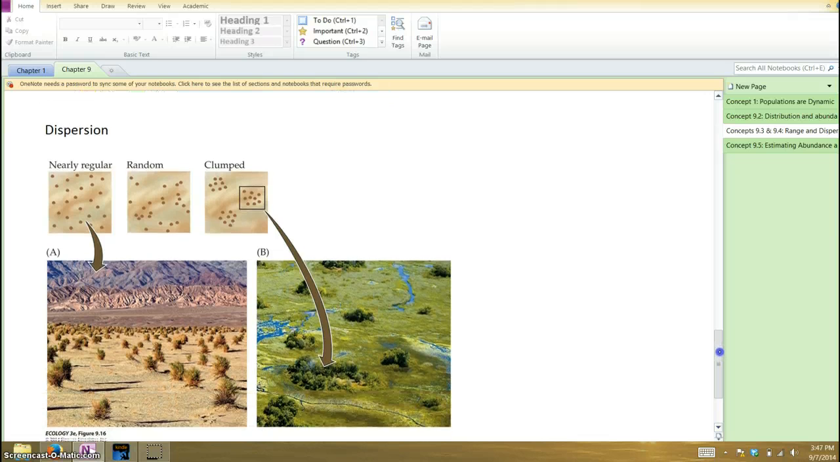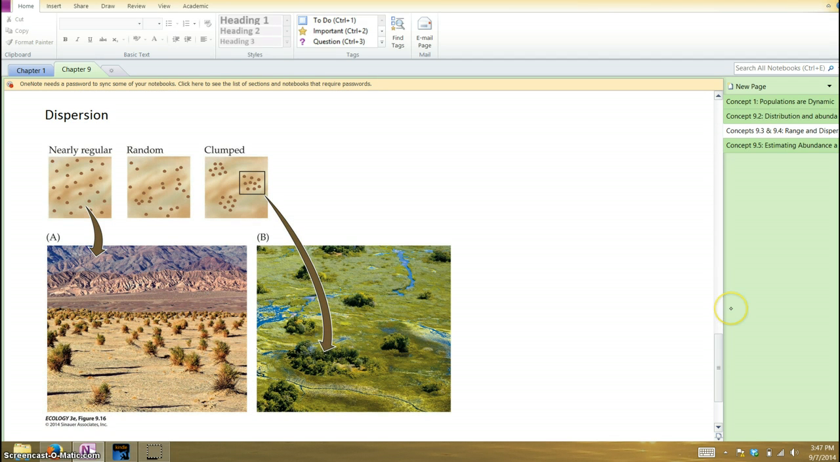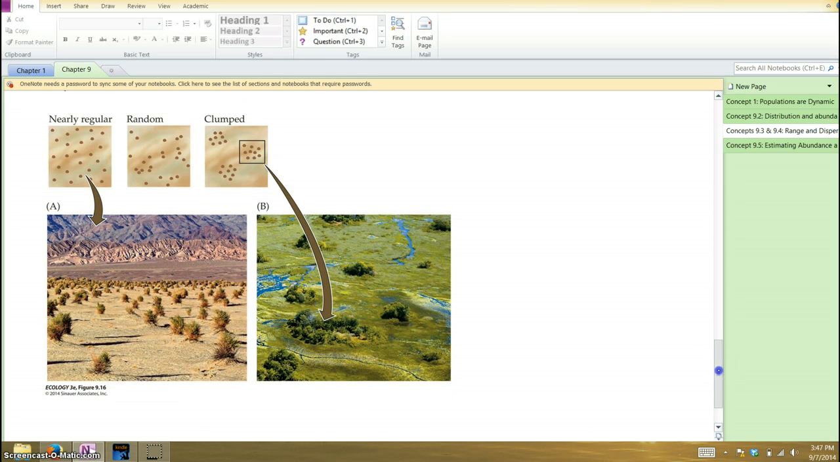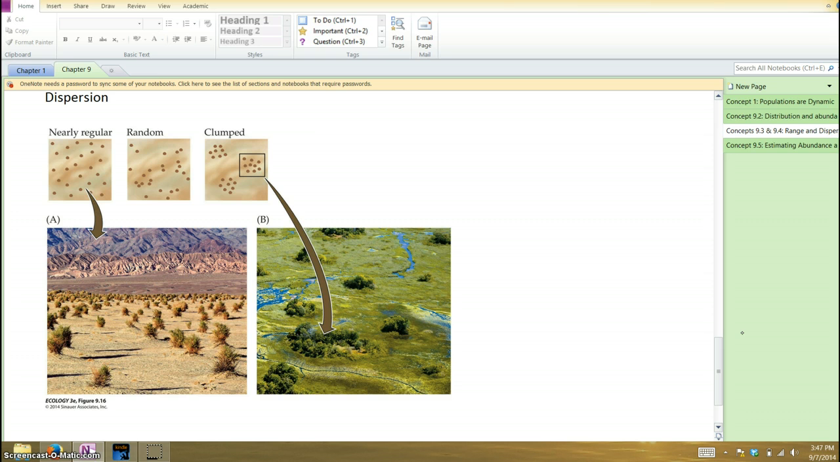All right, dispersion. When we look at where we find a particular species and where the individuals are, they can be dispersed in different ways. These are sort of the three general types. You can have a regular dispersion. That is, they're just sort of relatively equally dispersed across the landscape. Here we have these shrubs in the desert southwest United States. Another good example there are penguins and their colonies. All their nests are equally distributed across the landscape.